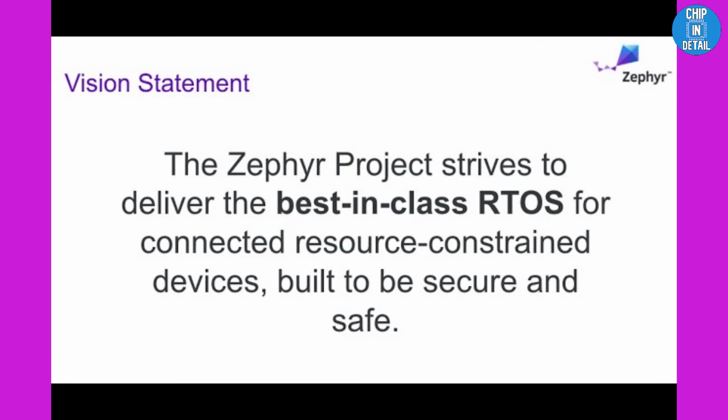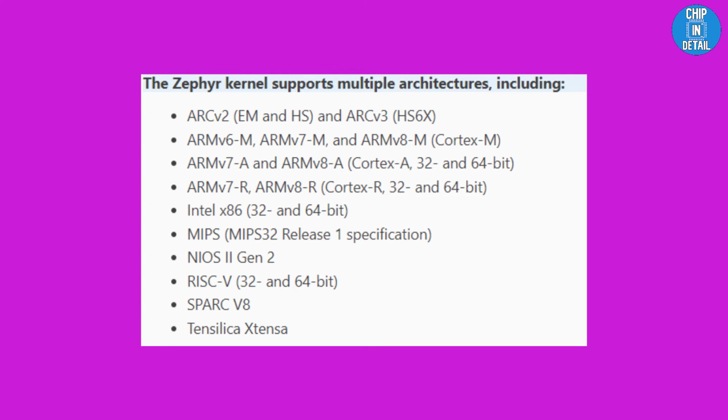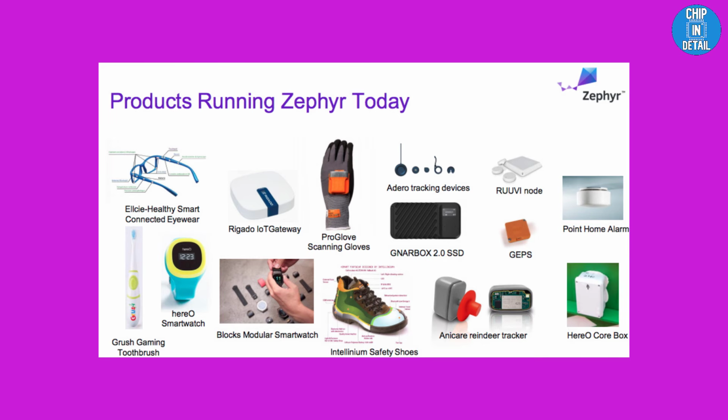Now that you are on board with the Zephyr RTOS train, let's see the ultimate vision statement of the Zephyr RTOS project. The Zephyr project strives to deliver the best-in-class RTOS for connected resource-constrained devices built to be secure and safe. The board support for Zephyr RTOS is growing rapidly and it now supports 350 plus boards and is growing. Some of the architectures it supports include the following. Already there are industrial and commercial products that are running Zephyr today, which includes gateways, wind turbines, and safety shoes to name a few.